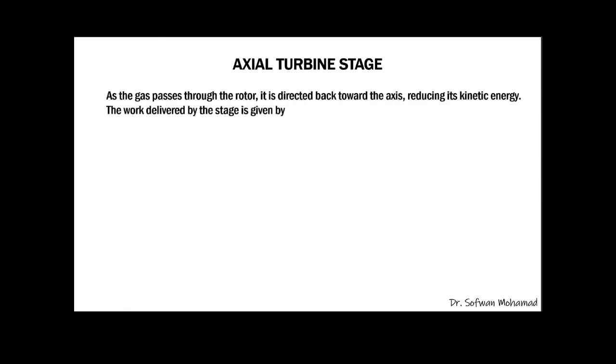As the gas passes through the rotor, it is directed back toward the axis, reducing its kinetic energy. And the work delivered by the stage can be written as this equation: W equals H naught 2 minus H naught 3, which equals H2 minus H3 plus 1 over 2 times (V2 squared minus V3 squared). Now we are in the rotor. Previously we were in the stator, now we are in the rotor.